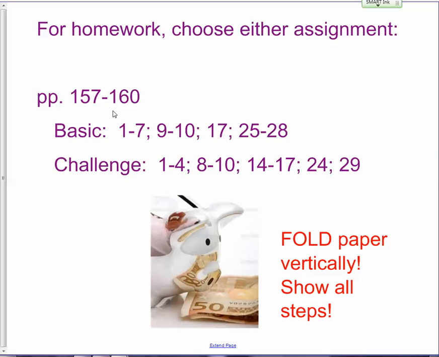And then you have some practice to do. So either choose the basic or the challenge. Make sure you fold your paper vertically and show all of your steps. If you round something off, make sure you show what you rounded to before or after.